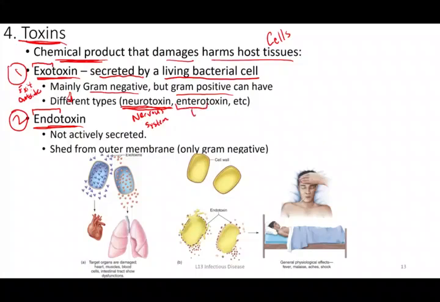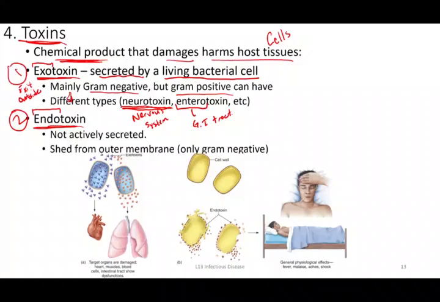Entero is a prefix related to the gastrointestinal tract. And so these are going to be really important toxins for bacteria that cause different food poisonings. So we call it gastroenteritis. But enterotoxins are a subtype of exotoxin. So again, those terms are really similar. So you have to spend a little time differentiating these.